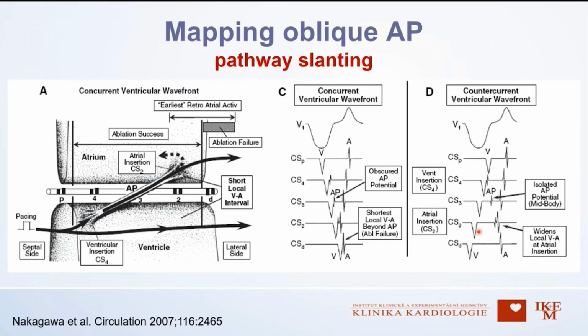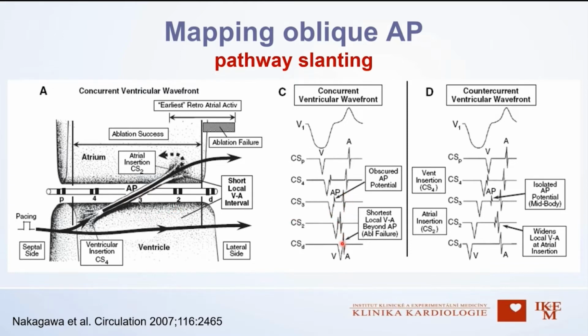There are difficult pathways out there, and part of the difficulty in mapping may come from the oblique accessory pathway, or pathway slanting. There is a very nice paper about that, describing that if you have a different insertion of the accessory pathway in the proximal and distal part, you may have a funny mapping feeling. For example, if you're pacing from the ventricle and you have parallel conduction of the pathway with the ventricular myocardium, this will happen.